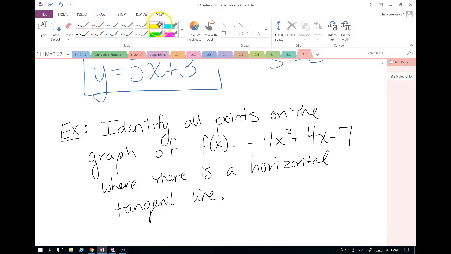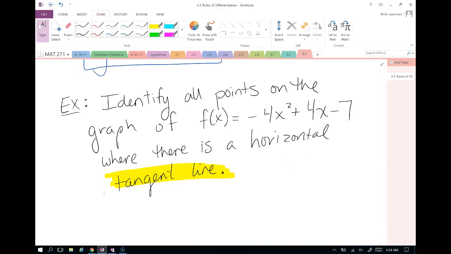If you ever see a problem that says slope or tangent line, those should be big blinking lights in your face to think derivative. This has to do with derivative. I'm going to do something with derivative. And more specifically, it says horizontal tangent line. So I know tangent line means derivative.